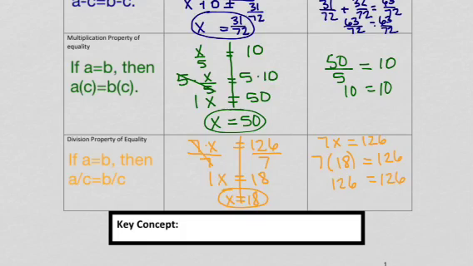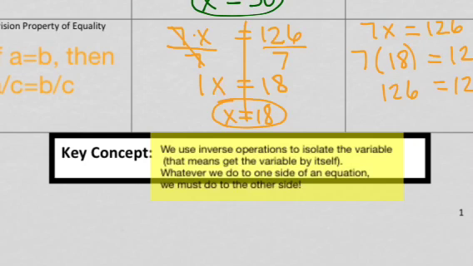So we are just going to finish off this video with the key concept, and that is that we can use inverse operations to isolate the variable. And isolate means get by itself. Also, the most important part of knowing what properties of equality are, that means that whatever we do to one side of an equation, we must do that same thing to the other side. And that is the notes for properties of equality.